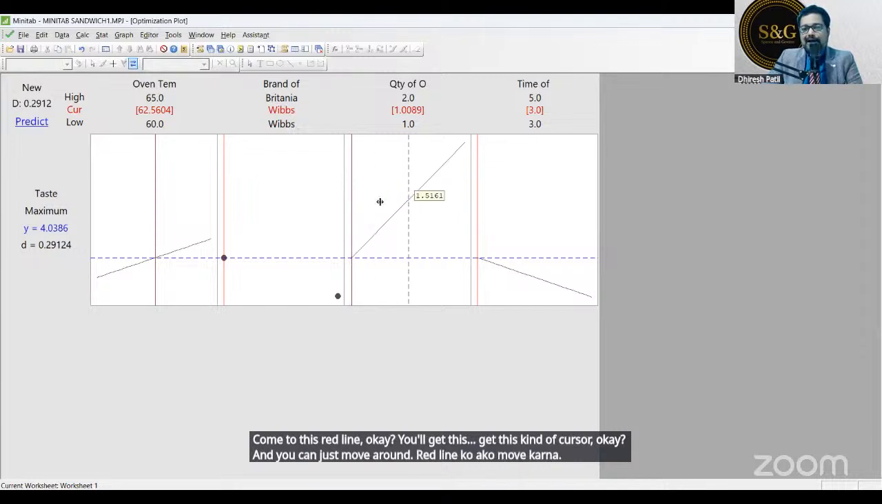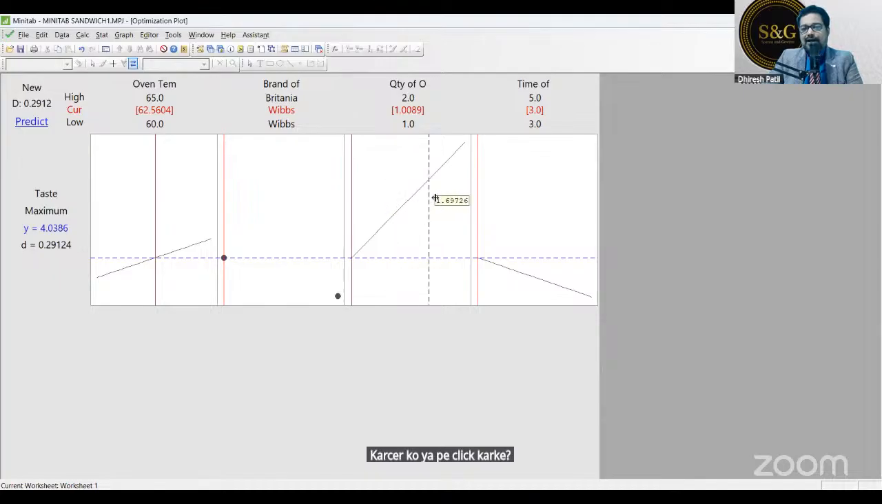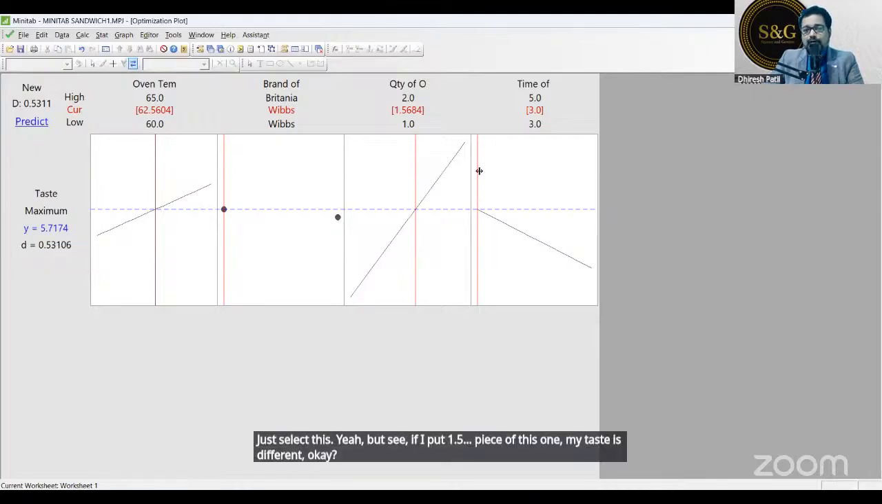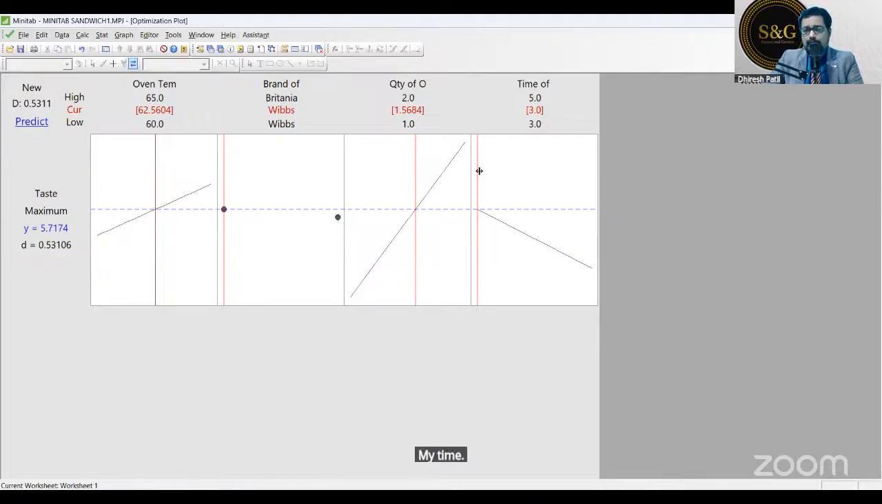You can move around by clicking the cursor here, left click. Just select this. Yeah, so if I put 1.5 piece of this one, my test is different. My time, if I keep my time from 3 to 5, look at this. My test has gone down.